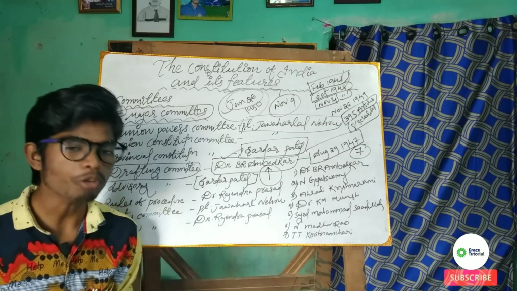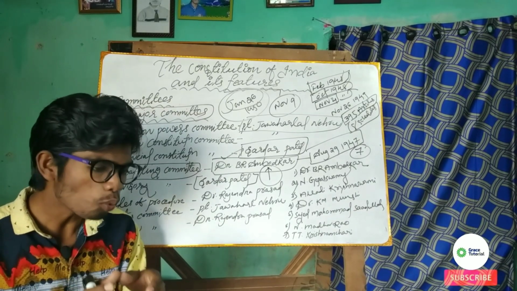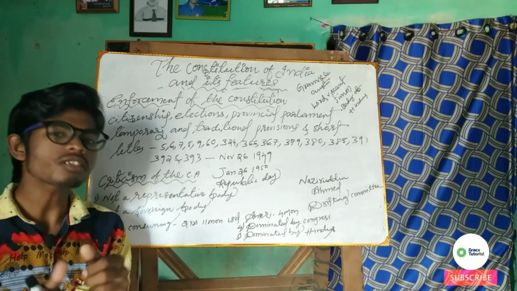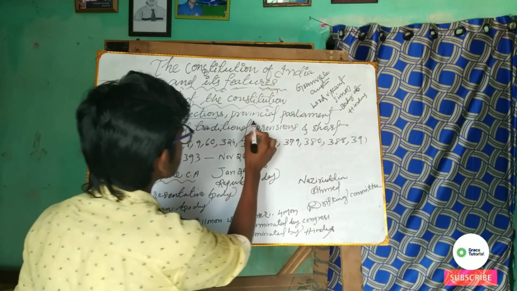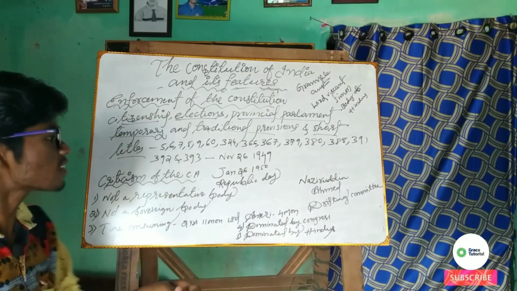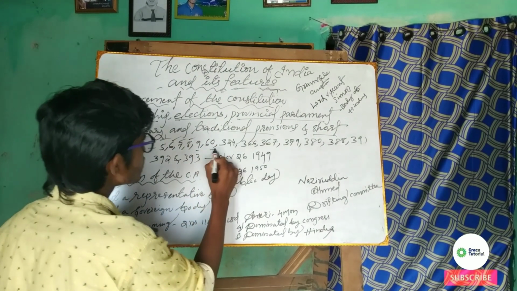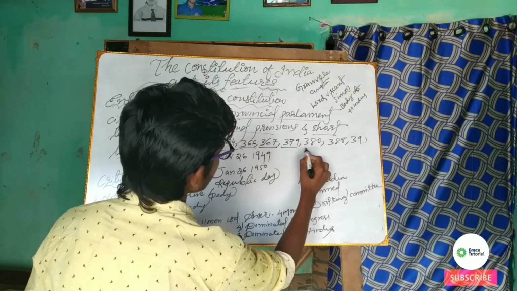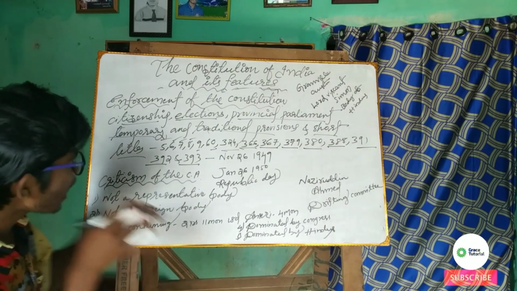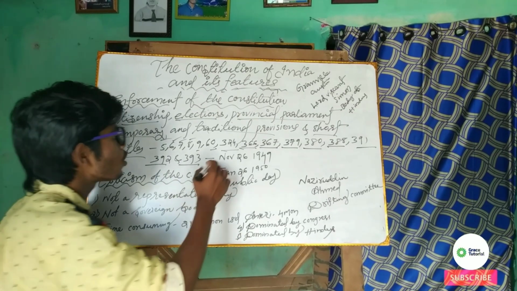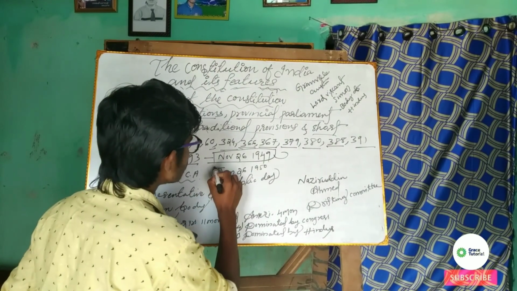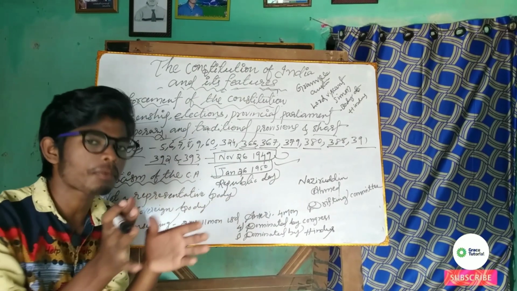Next, we will discuss the enforcement of the Constitution along with its criticism. If we look at the enforcement of the Constitution, some provisions containing citizenship, elections, provisional parliament, temporary as well as transitional provisions and the short title, contained in various articles such as 5, 6, 7, 8, 9, 60, 324, 366, 367, 379, 380, 388, 391, 392, 393, came into effect on November 26, 1949. The rest of the provisions came into effect on 26 January 1950, and this is the reason why we celebrate the Republic Day.